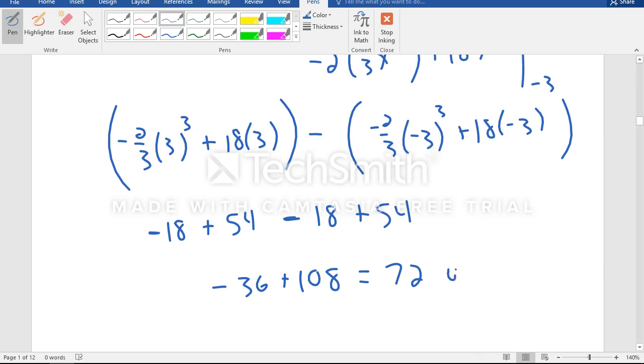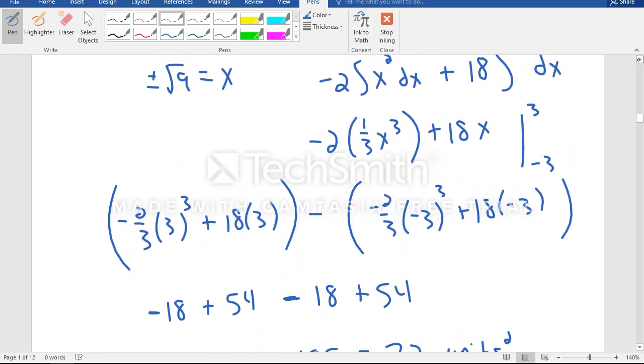And remember, area is square units. We weren't told any units here. Those could be feet or inches on that y-axis. But whatever those dimensions are, meters, kilometers, right? I'm going to have square units there.